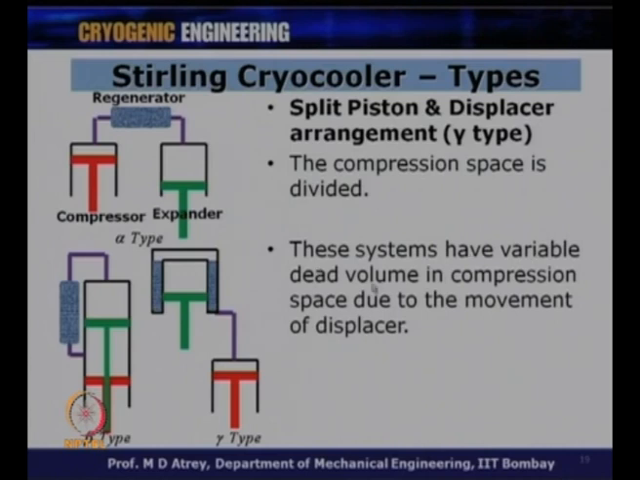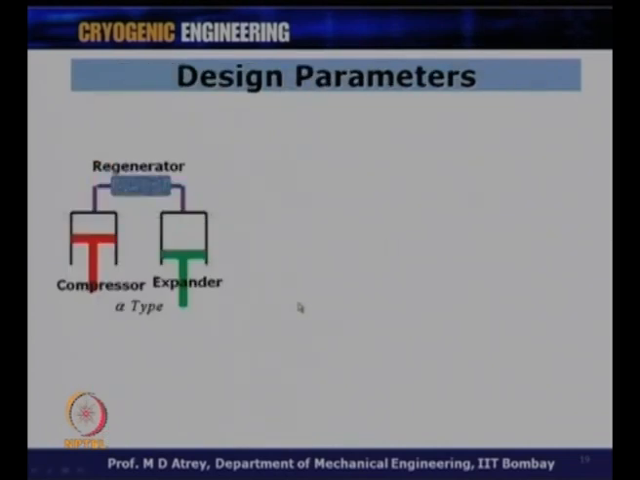These systems have variable dead volume in the compression space due to the movement of the displacer. When the displacer starts moving, you will have a different dead volume compared to the other cases. Therefore, the gamma type split piston arrangement may also be used many times, and it will have different drive mechanisms, because the displacer drive will be different from the piston drive. So these are the ways these different mechanisms work and how they are classified as alpha, beta and gamma arrangements.